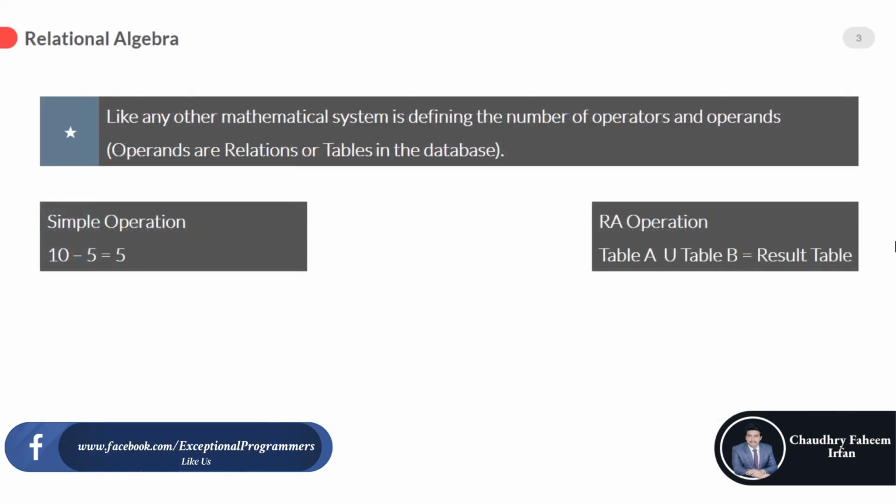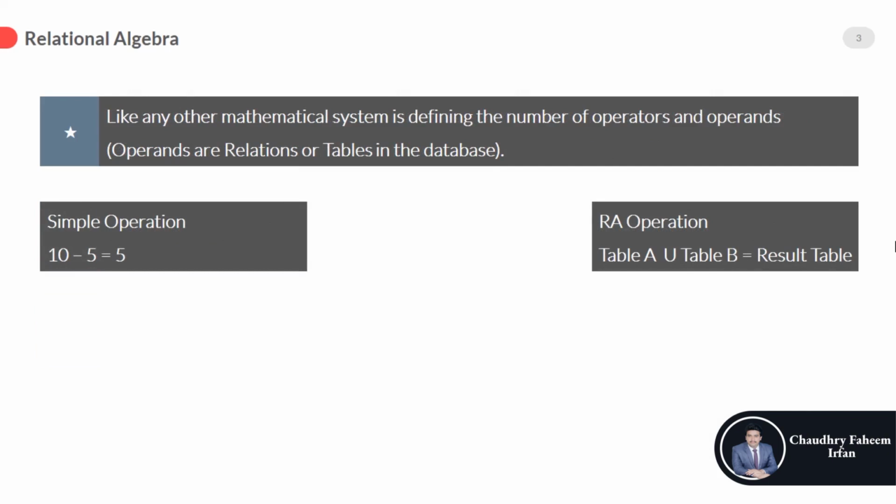Like any other mathematical system, it defines a number of operators and operands. Operands are relations or tables in the database. A simple operation in math, 10 minus 5 is equal to 5, is the same as what is the union of two tables. I think it is new for you, but relax, we are going to learn it in our upcoming practical lectures. According to math, we get one number as a result. So the same case here: after joining two tables, the result is equal to a single table.